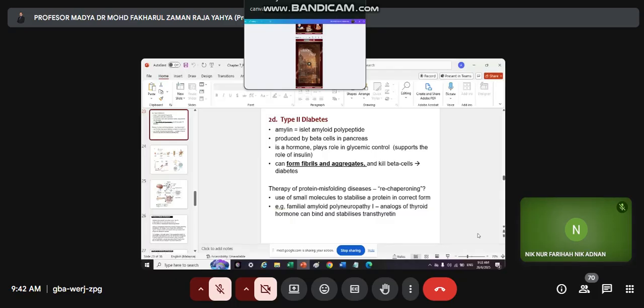It involves amylin protein. This kind of protein is produced by beta cells in pancreas organ. It is also a kind of hormone that can modulate the metabolisms in human body system. Similar to previous diseases, amylin can form fibrils and aggregates and subsequently can cause damage on beta cells. When the beta cells are damaged, diabetes mellitus develops.